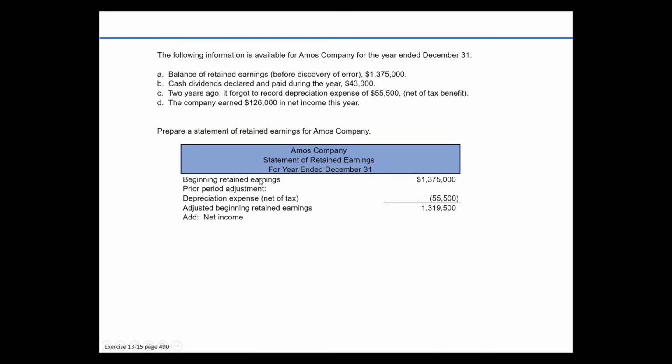Then we add the net income for the year, which in this case is $126,000, less the cash dividends that were declared and paid of $43,000. And so for the ending retained earnings, you take the adjusted beginning retained earnings of $1,319,500. You would add to that the net income for the year of $126,000, and then you would subtract the dividends paid of $43,000. So that then gives the ending retained earnings of $1,402,500.